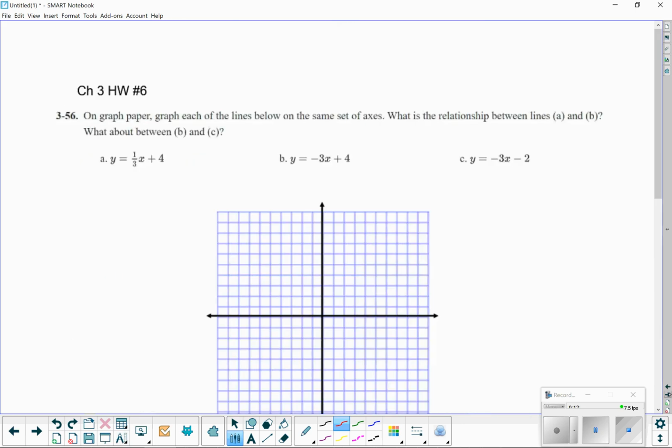Next page is on graph paper. Graph each of the lines below on the same set of axes. Down below, what is the relationship between lines A and B? What's the relationship between B and C? All right, so line A, I will put that in red.